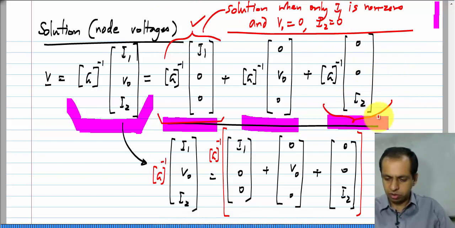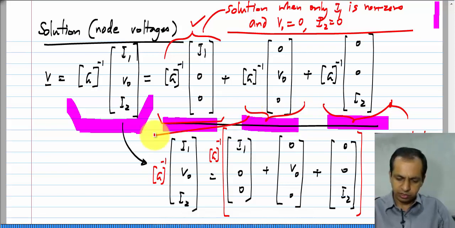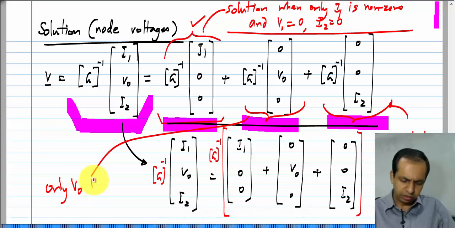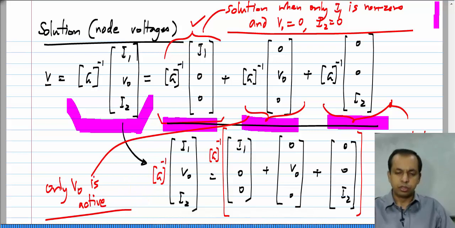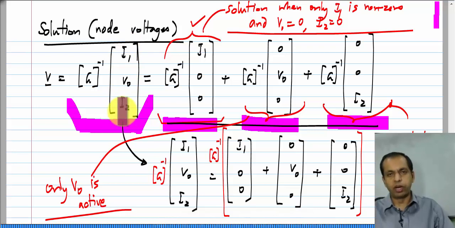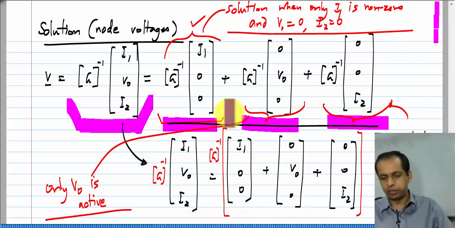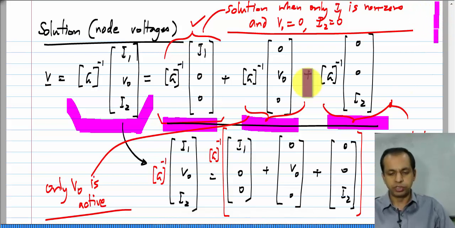So, this is the solution when only I 2 is active. Okay. So, in this case only I 2 is active and in this case only V 0 is active. Okay. So, it says that the complete solution when all three sources I 1, V 0 and I 2 are acting together equals the solution when only I 1 is acting and the others are deactivated, the solution when V 0 is acting and the other two are deactivated, and the solution when I 2 is acting and other two are deactivated. Okay. And this is exactly the statement of superposition theorem.